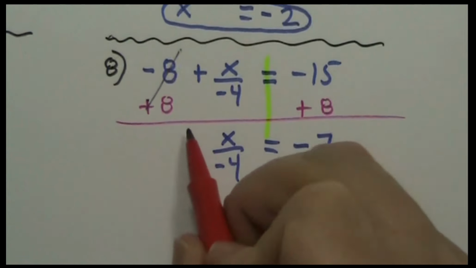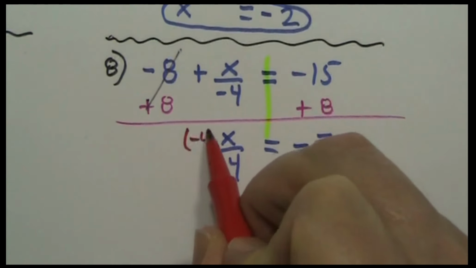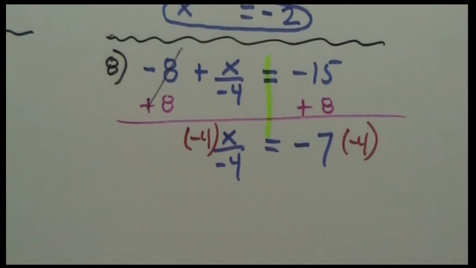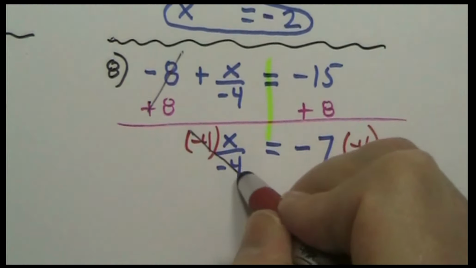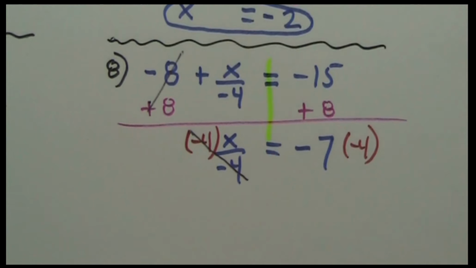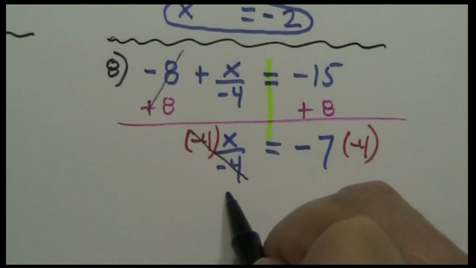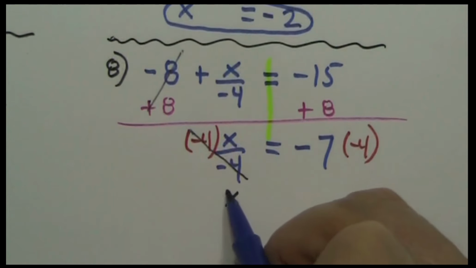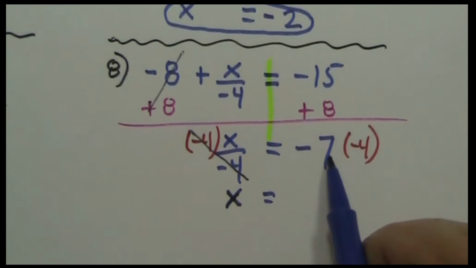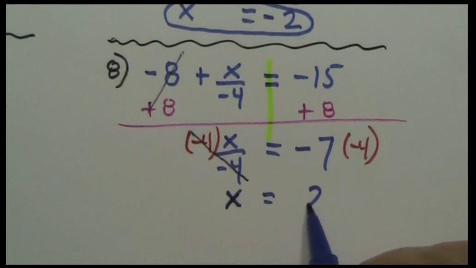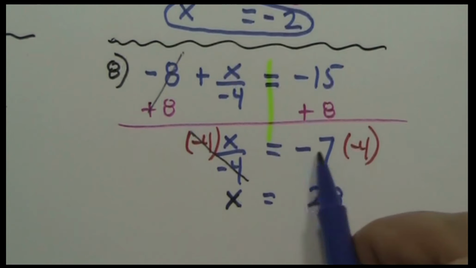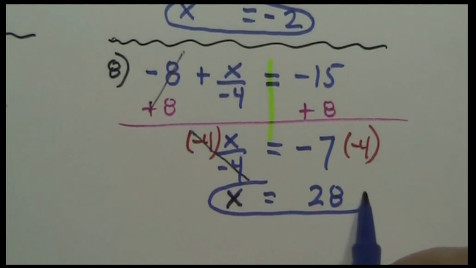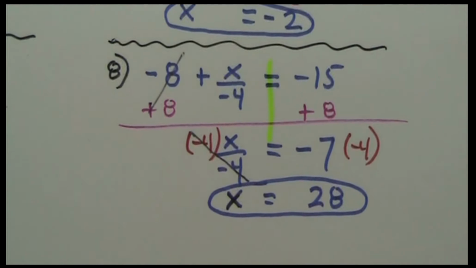Now to get rid of divide by -4, I'll multiply. Do it to both sides. This reduces to 1, and you're just left with x. Seven times 4. 2 negatives cancel when multiplying. And that's our answer.